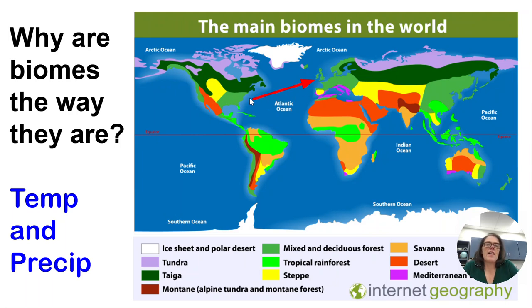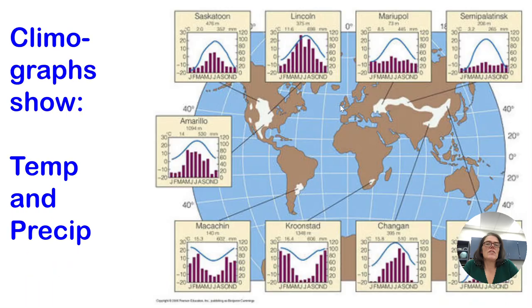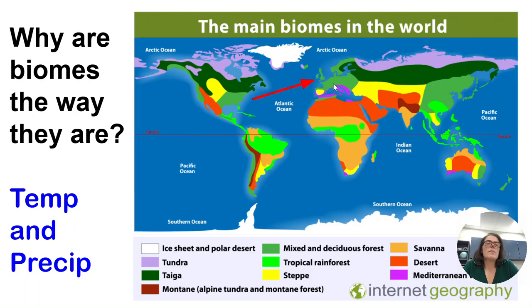Notice how these biomes don't line up exactly across latitude. Everything's shifted north here because of that warm Gulf Stream coming across. So I just want you to notice that. So we're back to why are biomes the way they are? We've just gone through several reasons: temperature and precipitation. And that's all related to all those dynamics we just talked about.